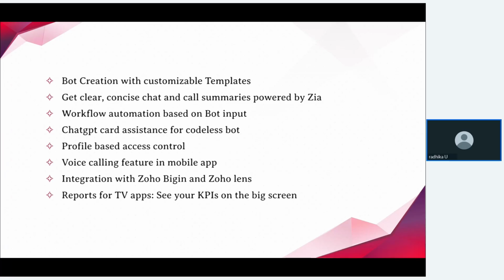Similarly, we have workflow automation based on bot input. For example, if they select "need to buy a product", we have options like "need to buy a product" and "need a support service". If they select "need to buy a product" and choose TV or washing machine, based on that input we can set up automation. It will send a mail saying these are all the options available for TVs along with the price. If you want to do automation like this, that is also going to happen with this feature release. So based on the bot input, the automation can be set up.